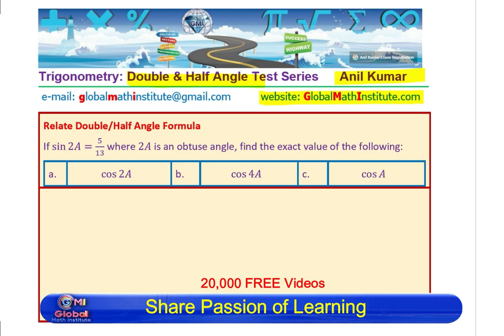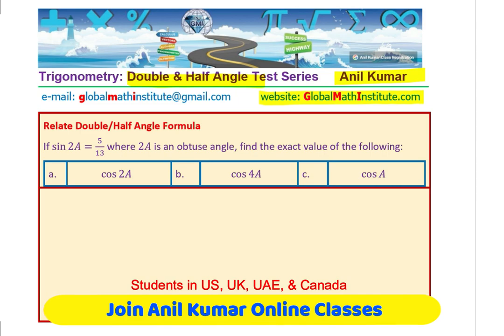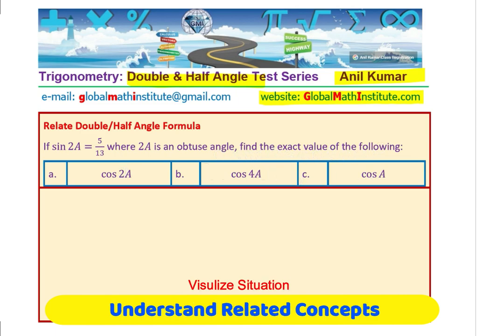solve similar questions, correct? The question here is, if sine 2a is equal to 5 over 13, where 2a is an obtuse angle, find the exact value of the following trigonometric ratios: cos 2a, cos 4a, and cos a. Primarily, we are going to relate double angles and half angle formulae in this particular exercise.